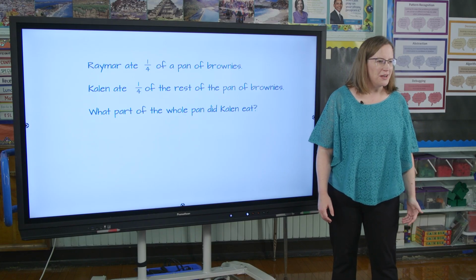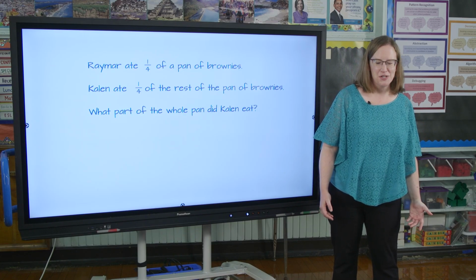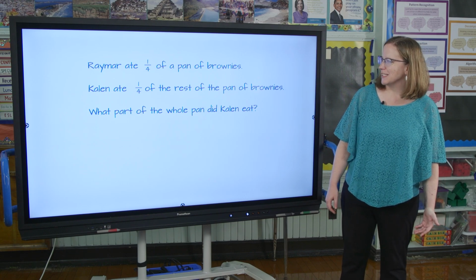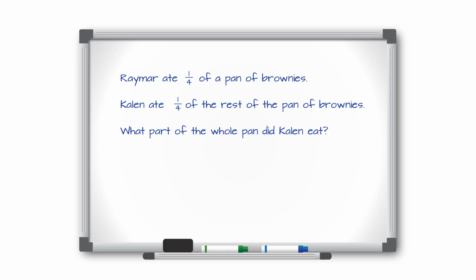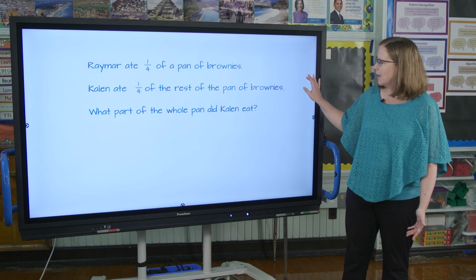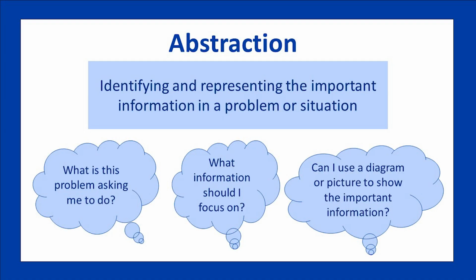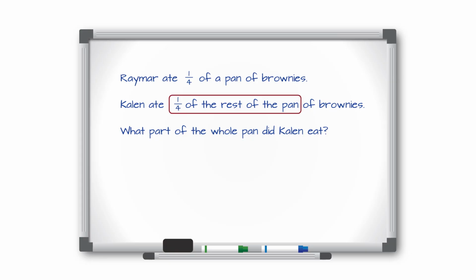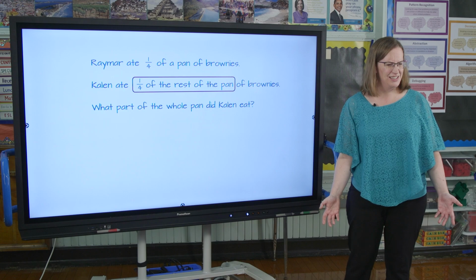I know a lot of you are working on this brownie problem, and I wanted to tell you something I saw. So the brownies problem says, Raymar ate 1/4 of a pan of brownies. Kaylin ate 1/4 of the rest of the pan of brownies. What part of the whole pan did Kaylin eat? So I was talking to Micah about this problem, and Micah said they used abstraction to help them make sense of a part of the problem that was confusing. So Micah said the hardest part to understand about this problem was this part, 1/4 of the rest of the pan. It was hard to know what exactly that meant.